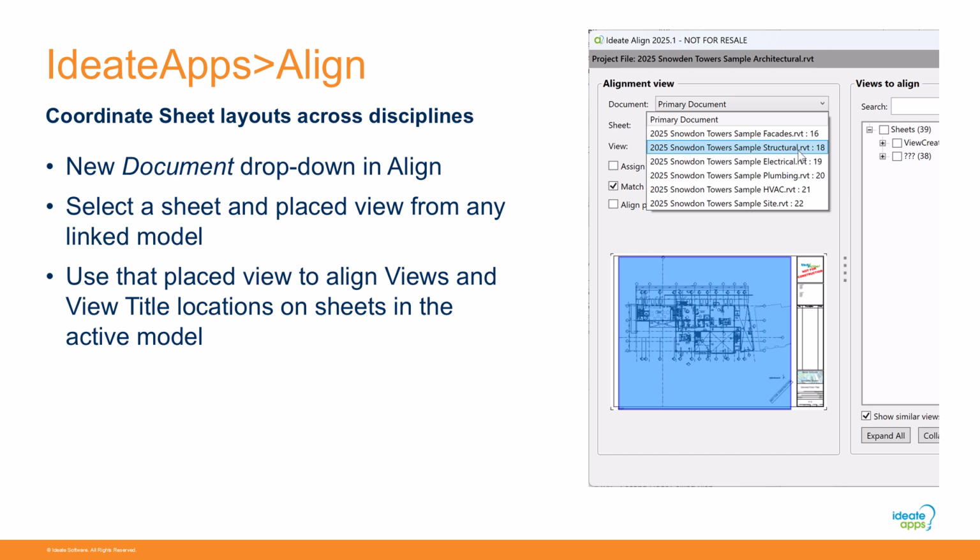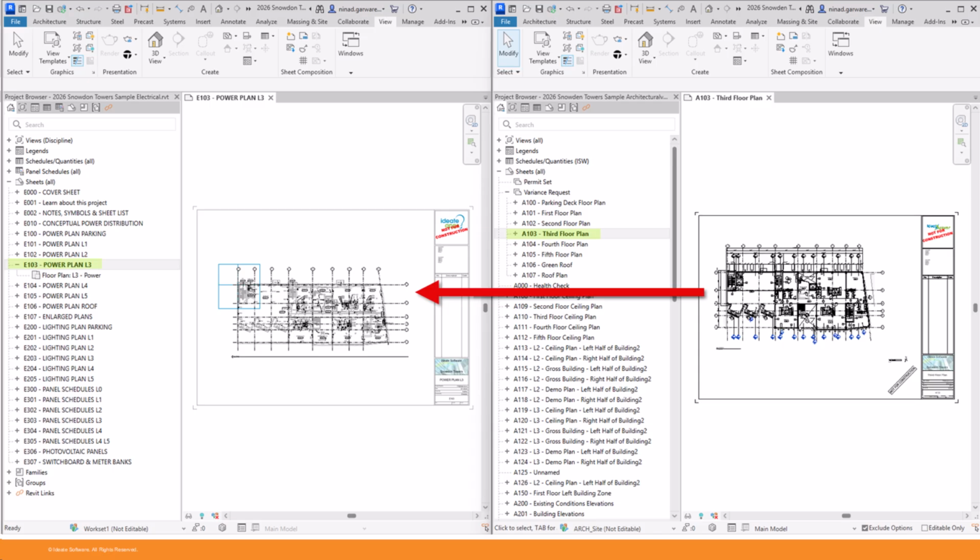We've enhanced the Align tool to now support view alignment across linked models. This is a major benefit for large multidisciplinary projects. You can now select a reference view from a linked model, for example, an architectural view placed on a sheet, and then align views and title positioning in your own model to match that reference precisely.